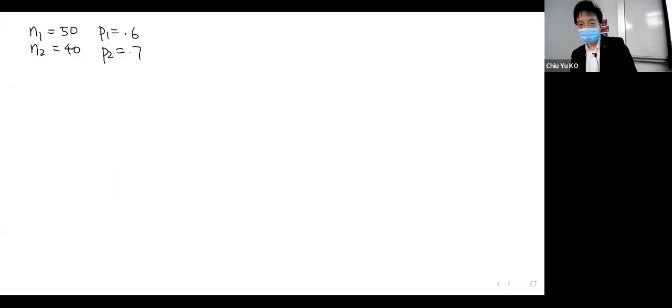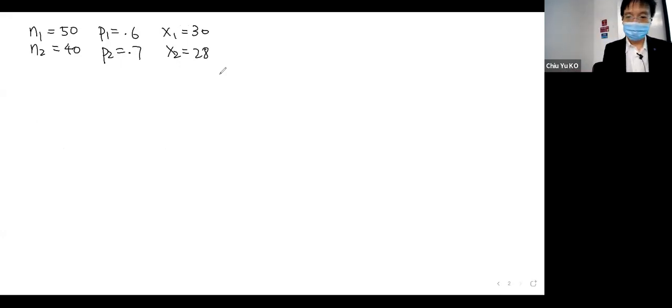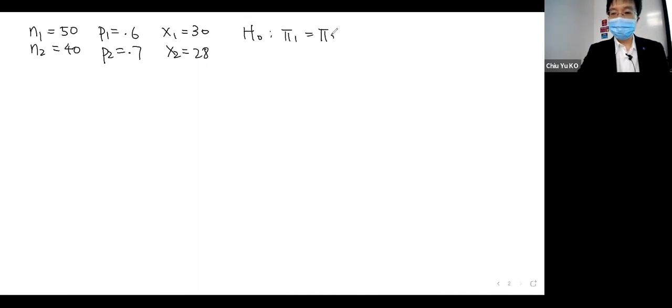So this is the question we have. That means how many people are actually shown to have the characteristic? X1 is actually 30 people, and X2 is actually 38. That is the first thing we know: out of 50 people, 30 actually have that characteristic. And the null hypothesis is pi1 equal to pi2, and the alternative is pi1 not equal to pi2.